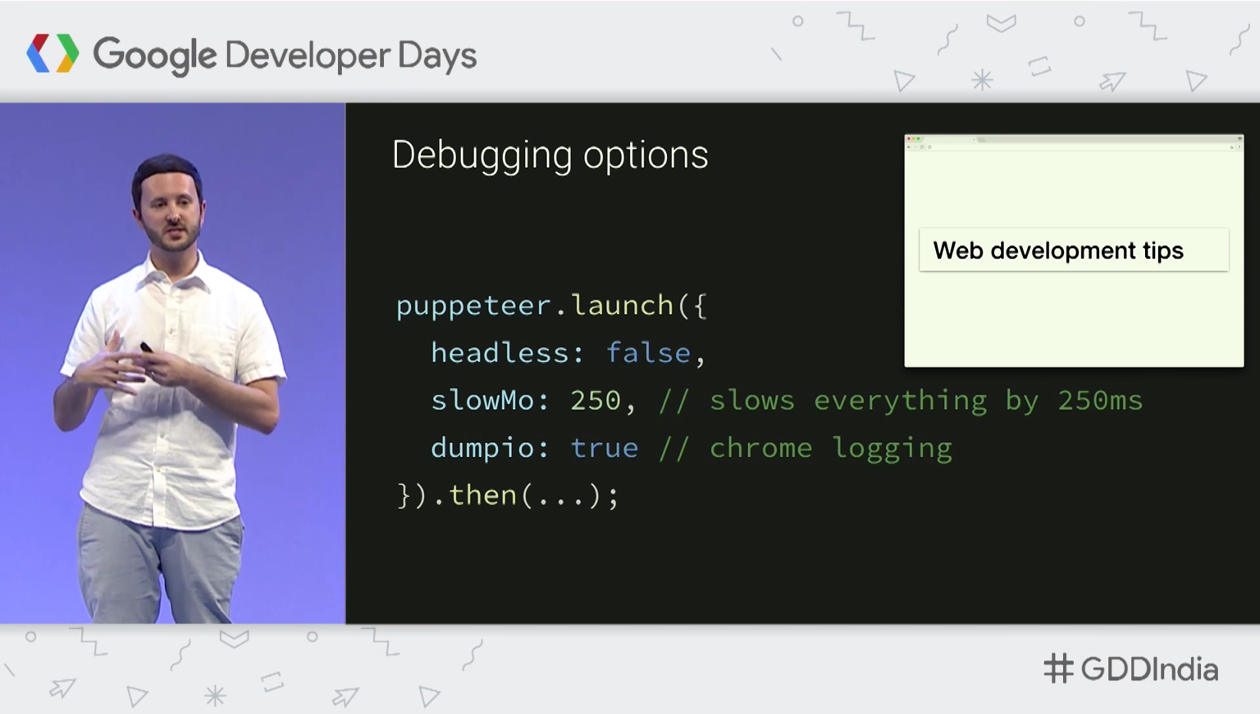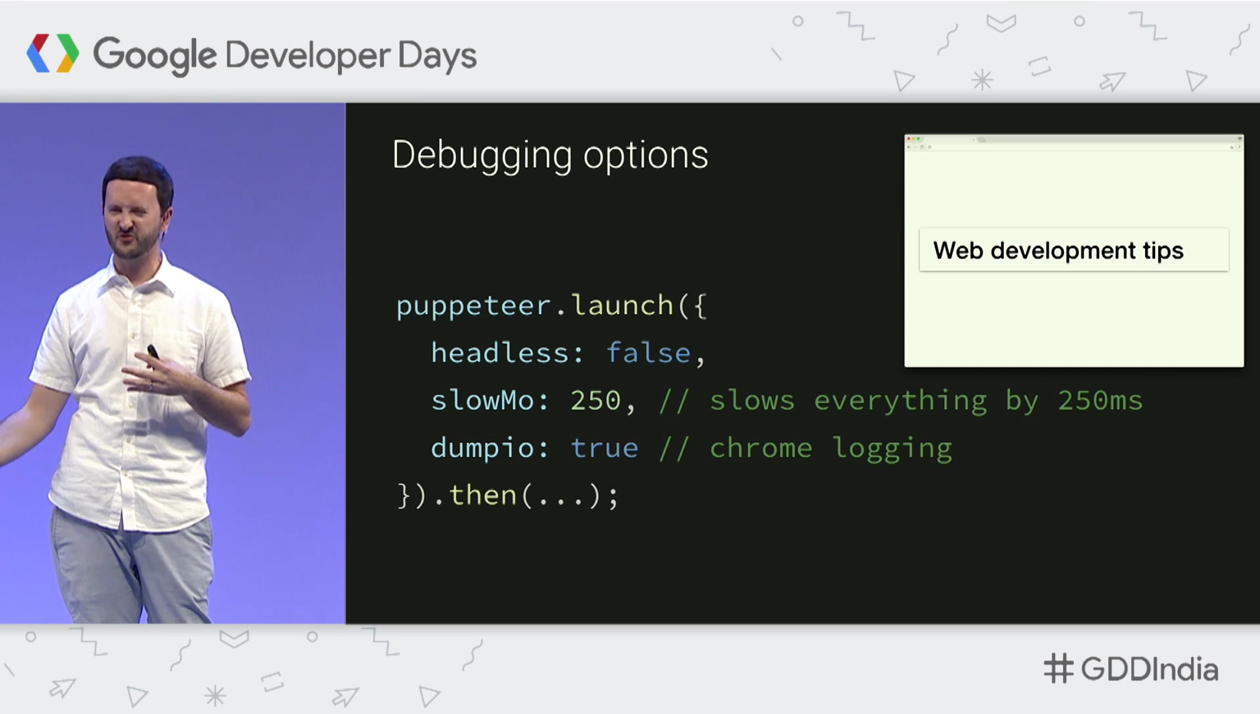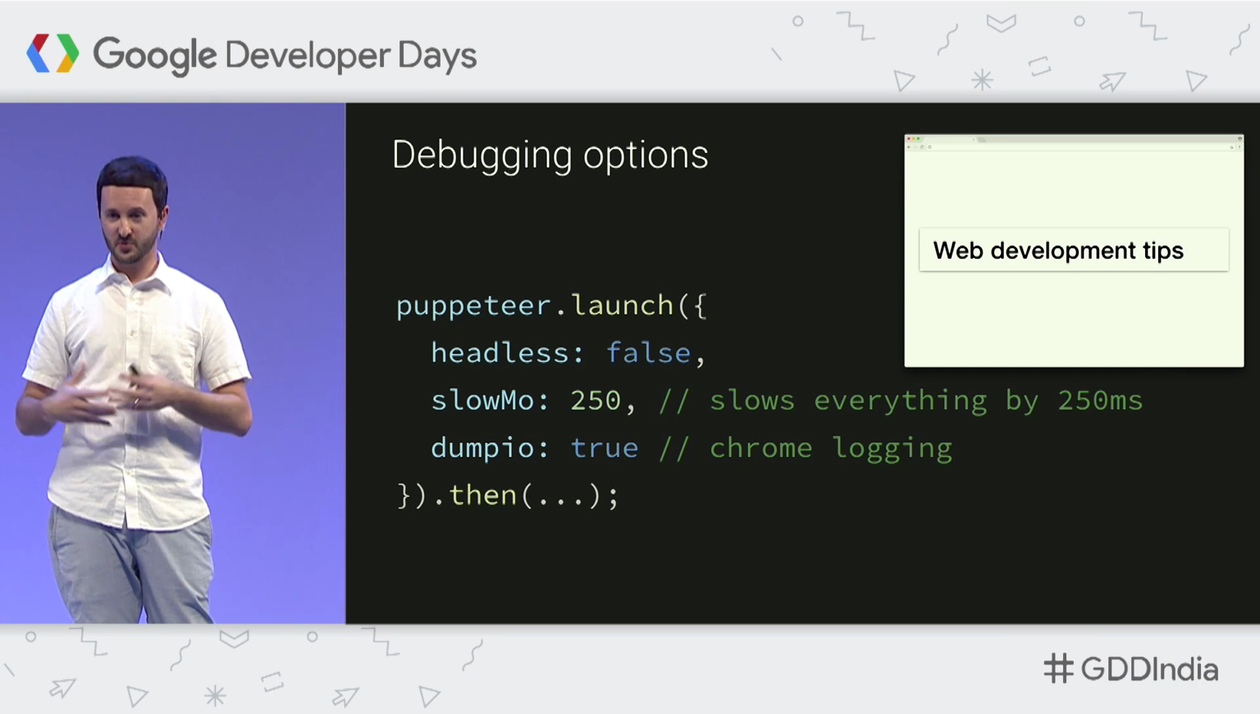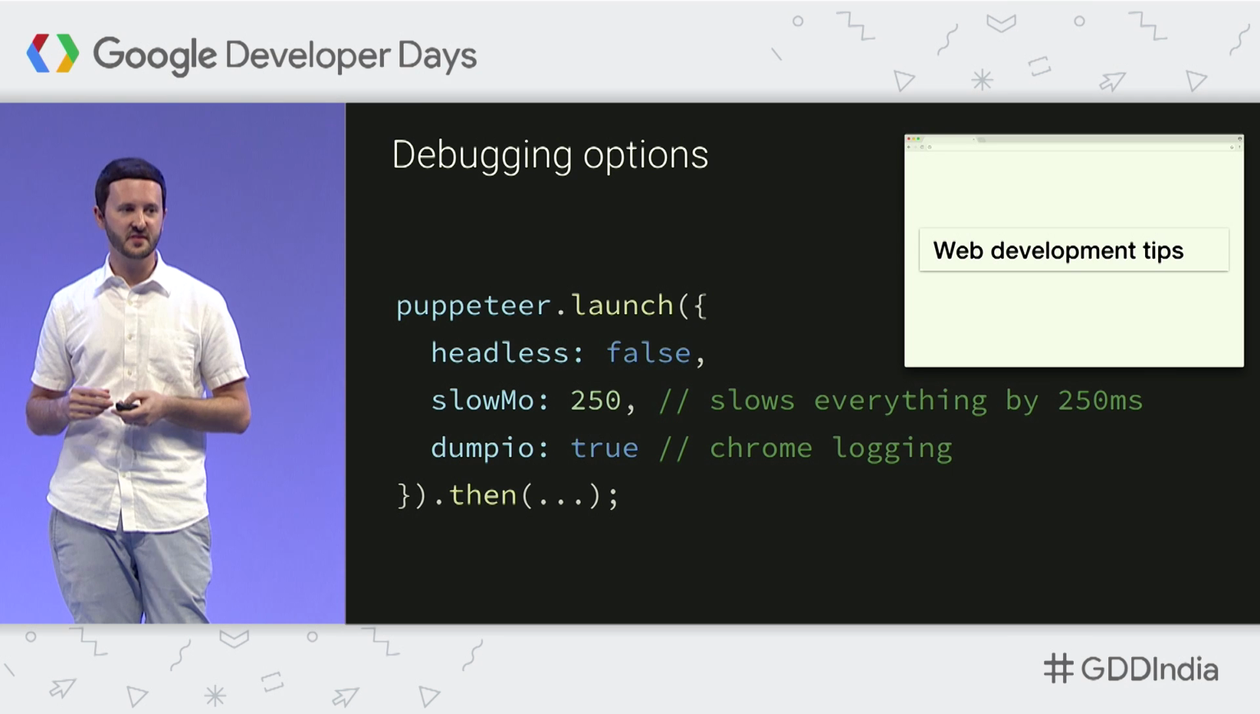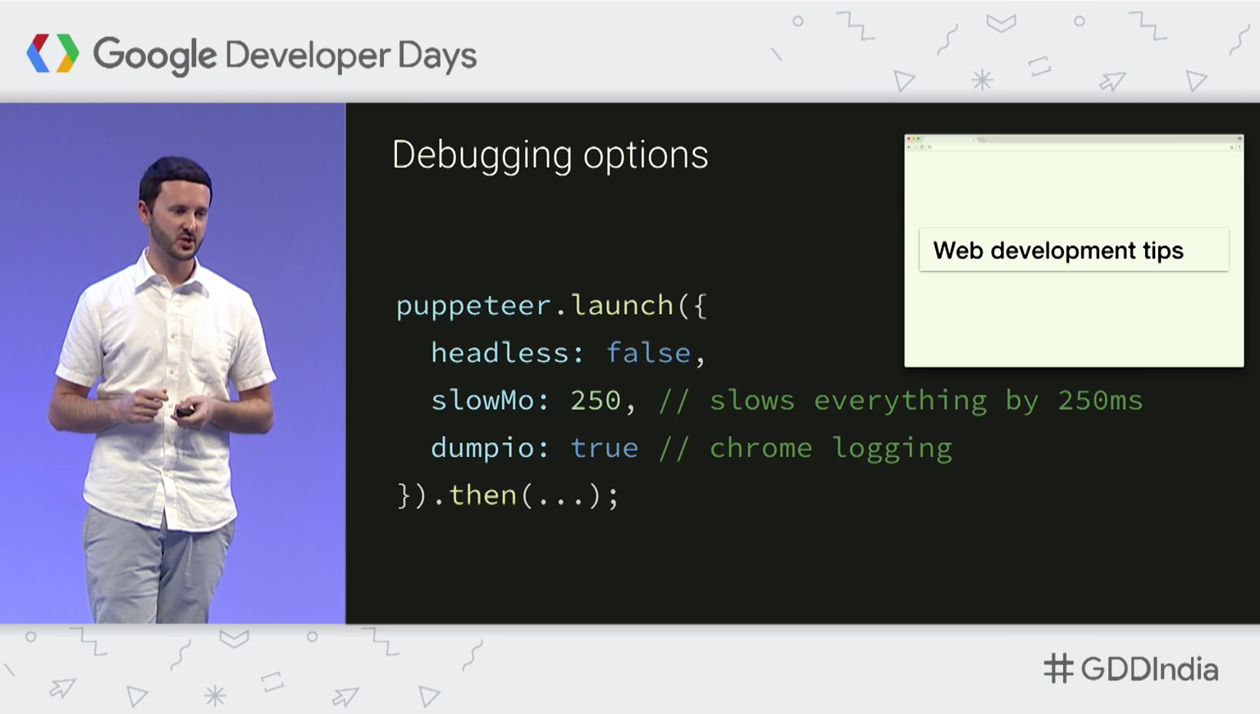Dump.io is useful if you want to see information from Chrome itself. So if your page is doing something weird, like the browser is actually crashing, turning this flag on is pretty useful to see that information.